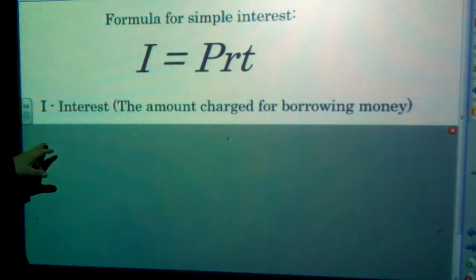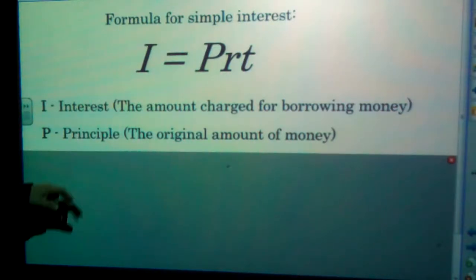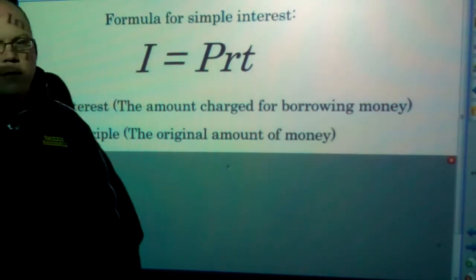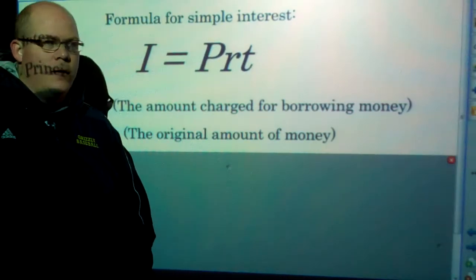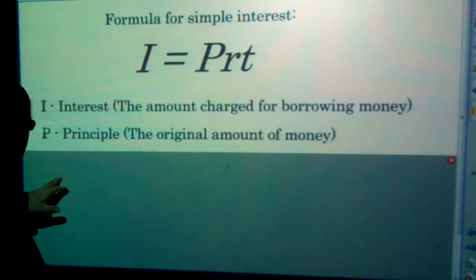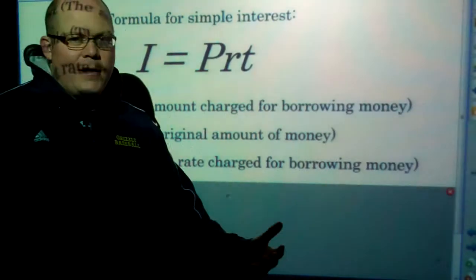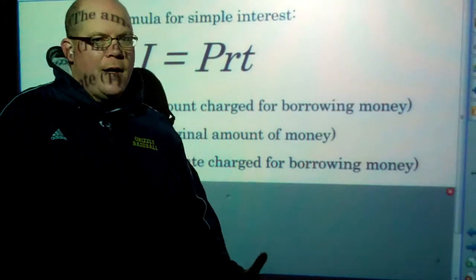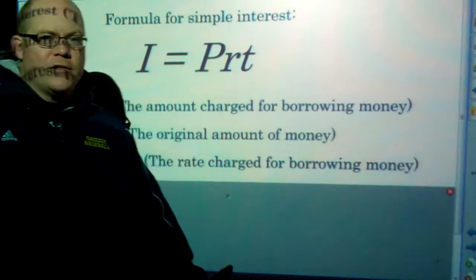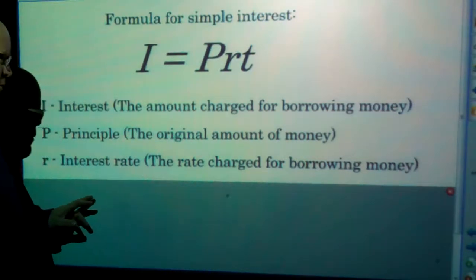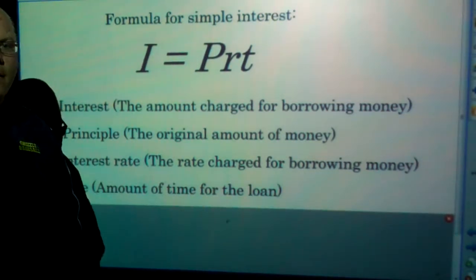Remember, we're writing this down in our notebook. I, interest, the amount charged for borrowing the money. P, the principal, the original amount of money that you borrowed. So let's say you borrowed $100, right? That would be your principal. R is the interest rate. That's the rate that the bank or the credit card company is charging you to borrow their money, right? That's the rate at which you're being charged. And then T is time, the amount of time on the loan.